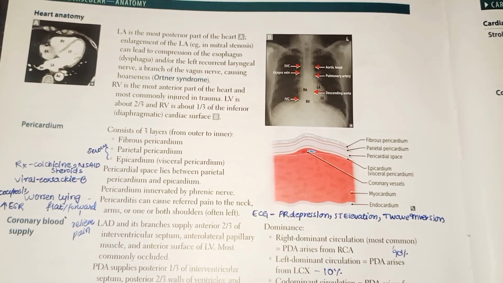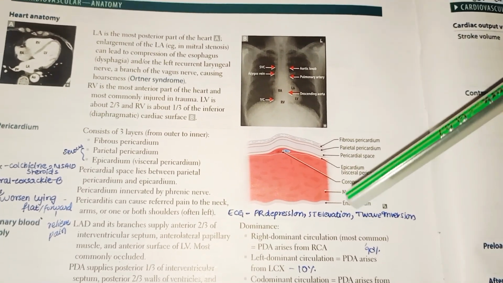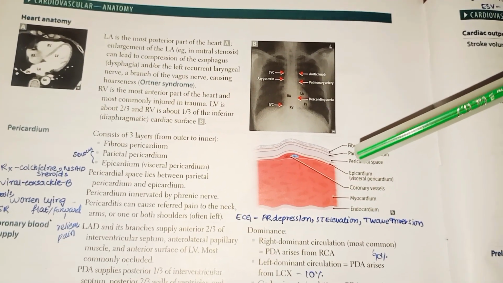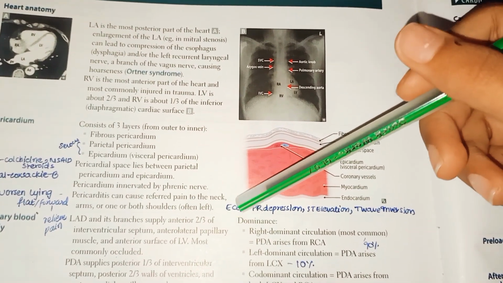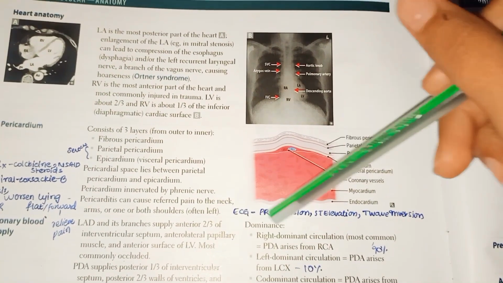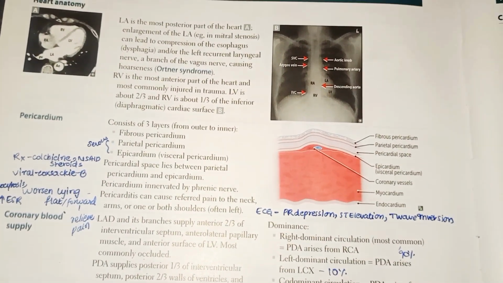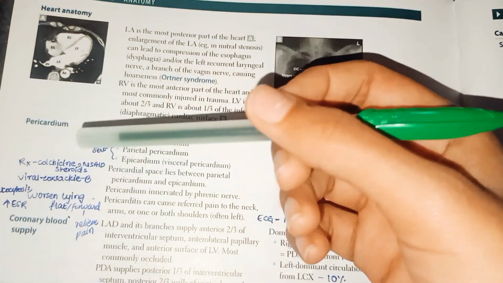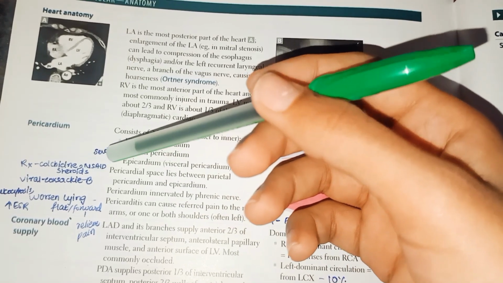Okay. And next thing is on ECG, if you see pericarditis or a pericardium problem, that will show PR depression, ST elevation and T wave inversion. This is very important to remember. And the treatment for pericarditis is colchicine, NSAIDs and steroids.